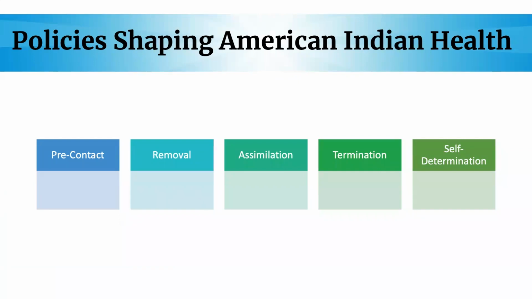I'm going to go through this pretty quickly, but it's good to just know, and for those who don't know, the policy history of Indigenous peoples in this area that we now call the US can be roughly divided into 5 eras. There's pre-contact, removal, assimilation, termination, and self-determination. And every policy from these eras will have implications for American Indian health today.